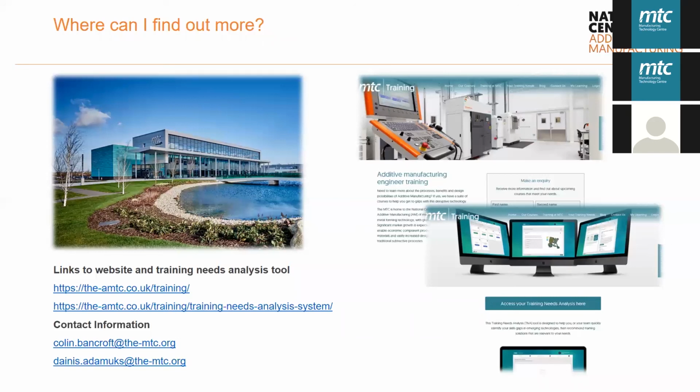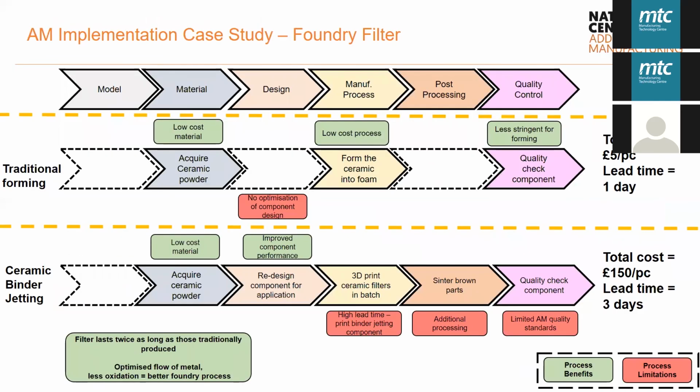So for the foundry filter case study, is that the data of a particular ceramic, or does it represent a generic ceramic? I believe this is an alumina ceramic, but I need to double check that. I don't have that information to hand. I believe it was 99% alumina.